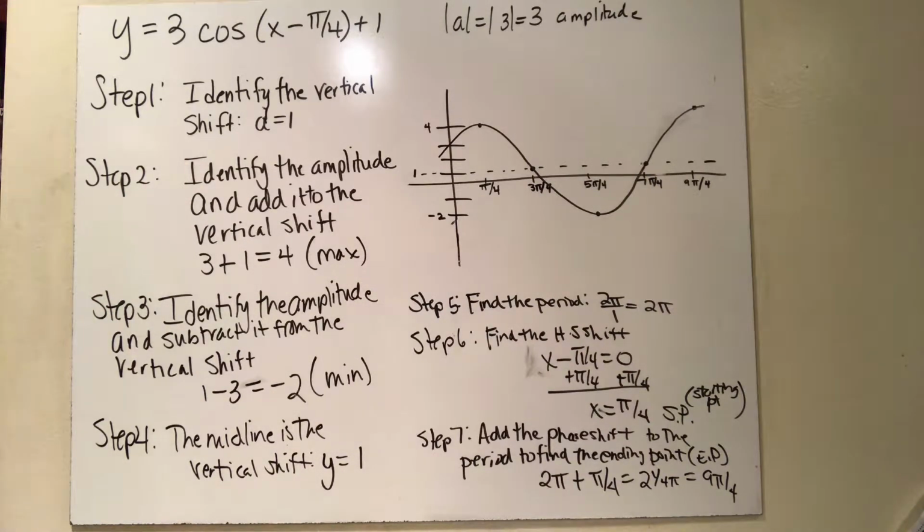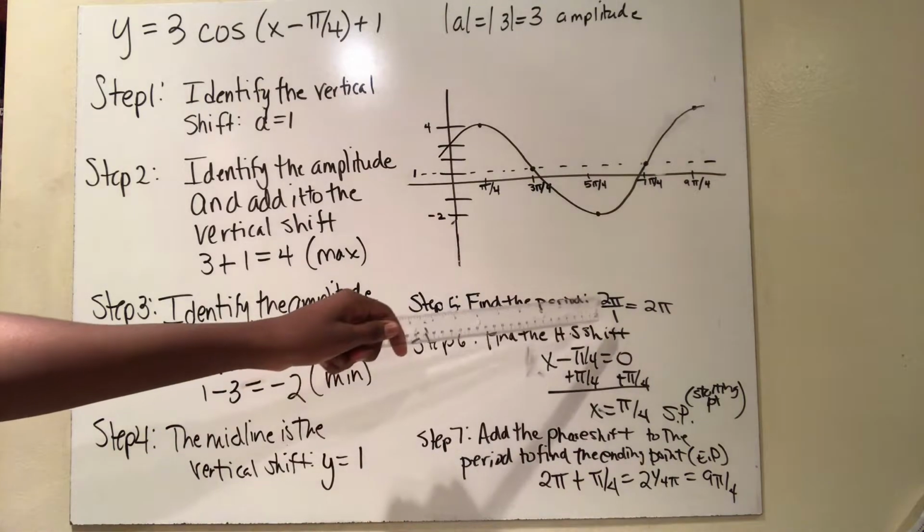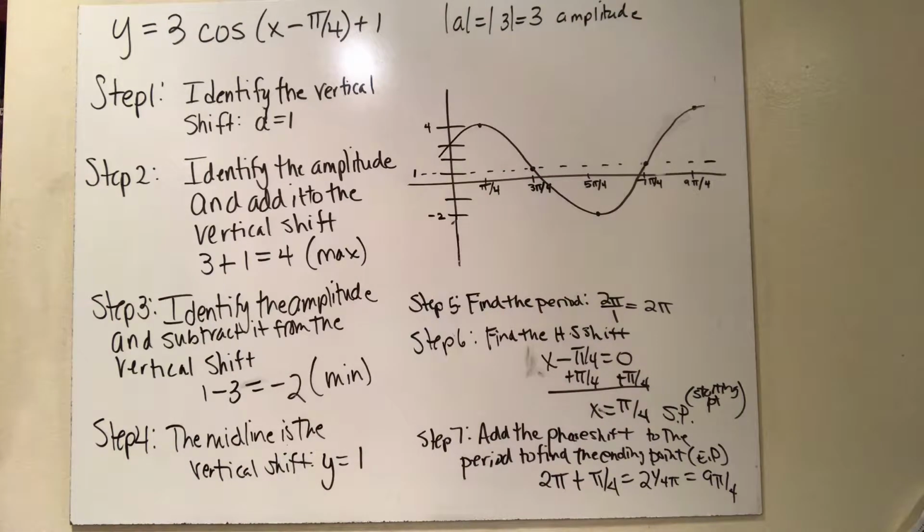All right, step 5, I'm going to find the period. The period is 2 pi divided by the absolute value of b. b is 1, so 2 pi divided by 1 is 2 pi.